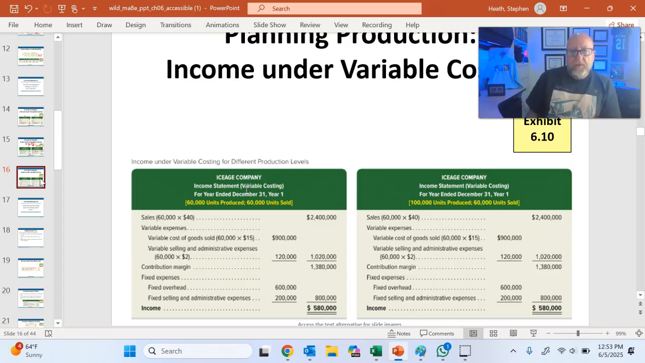If you have variable costing, it's not going to change. Remember, we were saying under variable costing, we're going to treat all the fixed costs as period costs. And therefore, the fixed manufacturing overhead, whether we're producing 60,000 units or 100,000 units, those are going to get incurred in total no matter what.